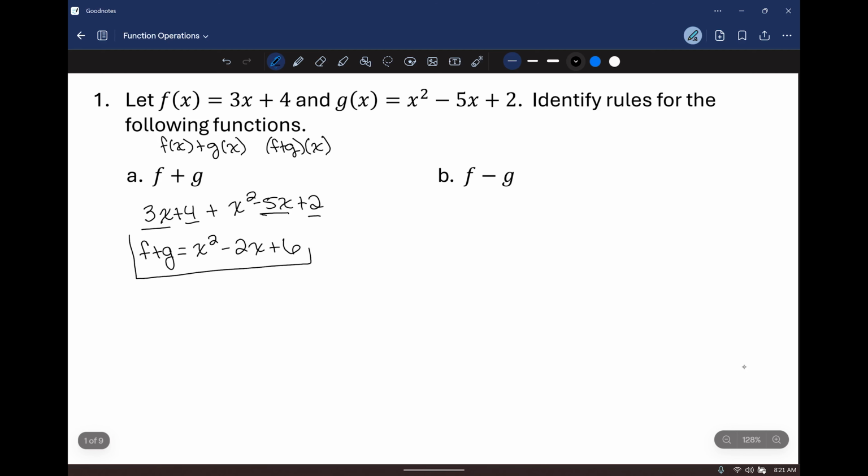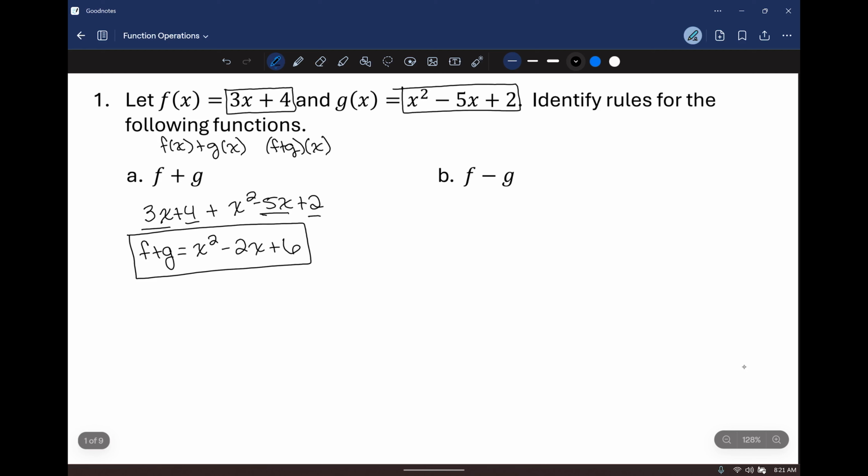Now, it's not asking us about the domain and range, but let's address it. If you don't have an x in a denominator that would cause that denominator to be equal to 0, or you don't have x under an even root that would cause you to have an imaginary number by having a negative number under that root, then you're not going to have any restrictions on this domain. So if you look at f of x, it's just 3x plus 4. That's linear. I don't have an x in a denominator or an x under an even root, so I have no restrictions there. Same thing here, no restrictions. And then when I add them together, again, no restrictions. So our domain would just be all real numbers.